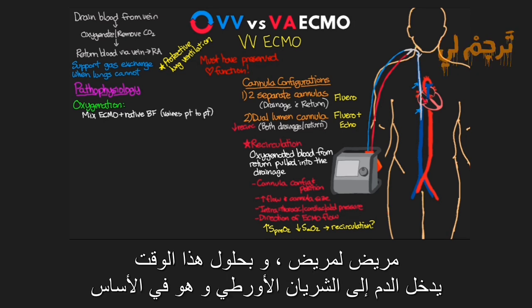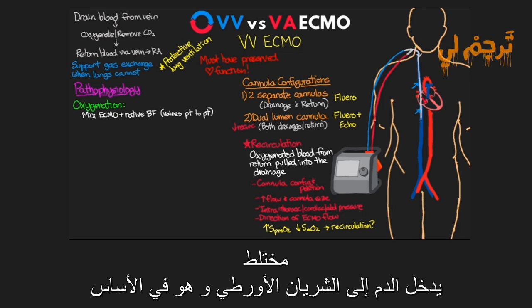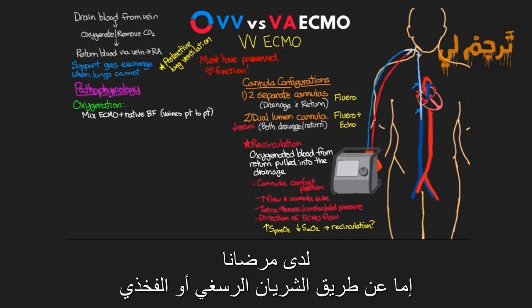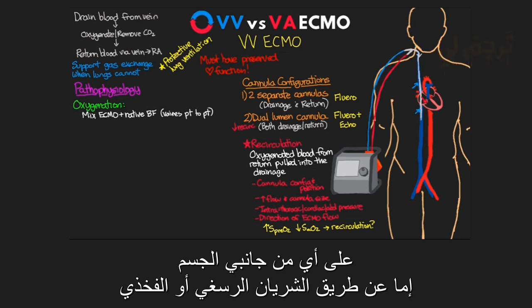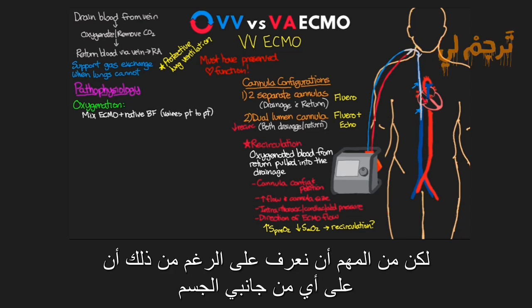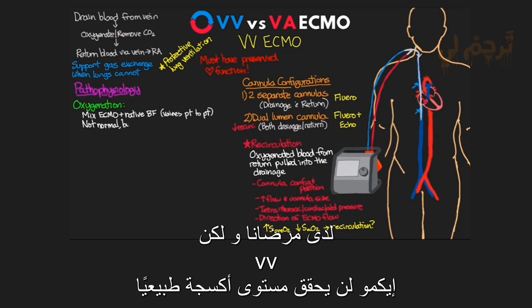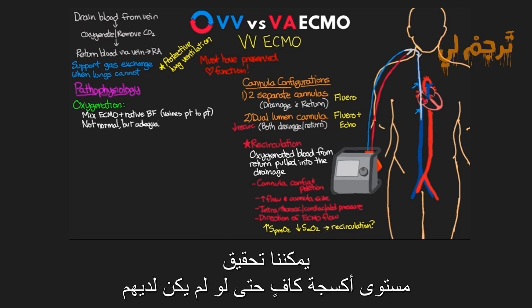Now, by the time this blood enters the aorta, it's essentially mixed together, so we can actually assess the oxygenation that's going on in our patients either through radial or femoral, on really either side of the body. Now, it's important to know, though, that VV ECMO is not going to achieve normal oxygenation in our patients, but we can achieve adequate oxygenation, even if they have no native lung function.